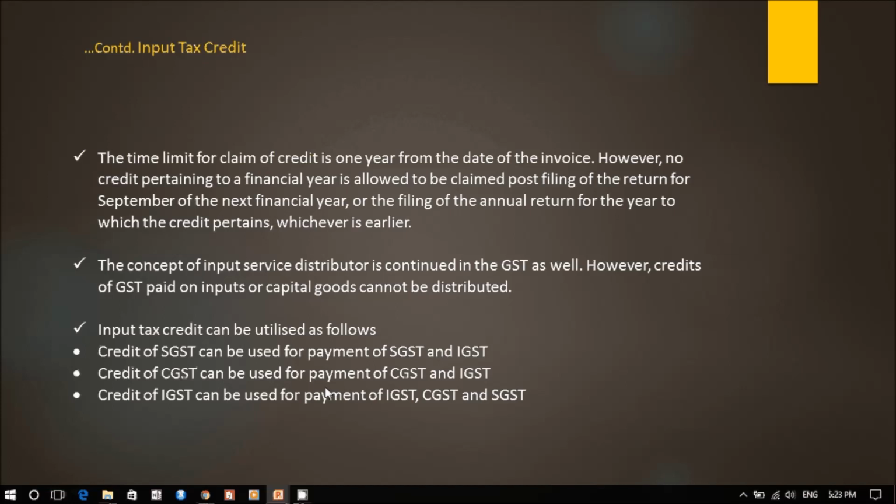In crux, we can say we can claim credit of any tax with another tax, except CGST credit cannot be used for the payment of SGST, and the credit of the SGST cannot be used for payment of CGST. These are the only exceptions. Otherwise, we can take the credit in any manner, vice versa, except this condition that the credit of the SGST cannot be used for payment of CGST, and the credit of the CGST cannot be used for payment of the SGST.